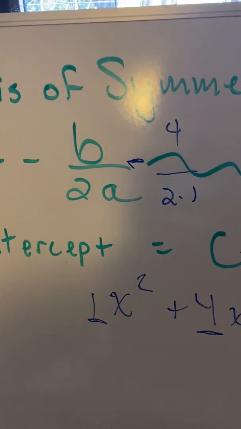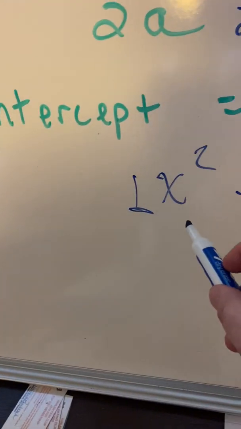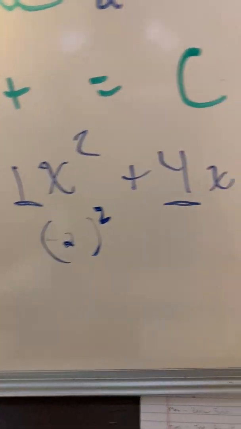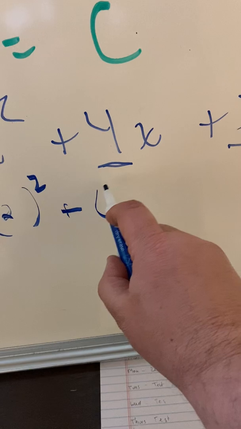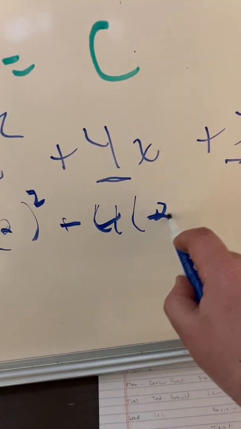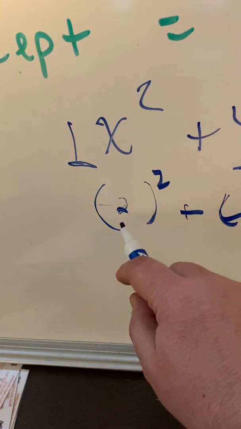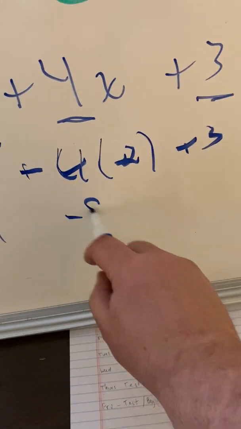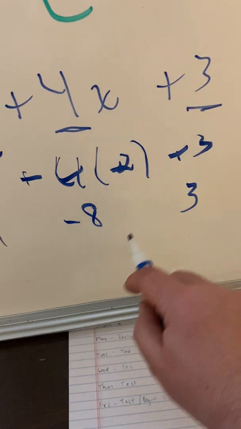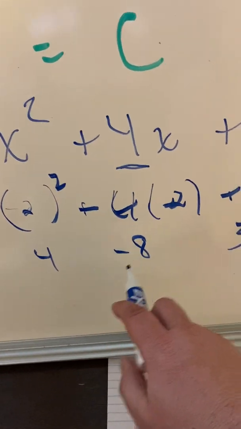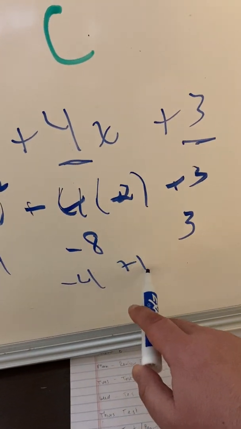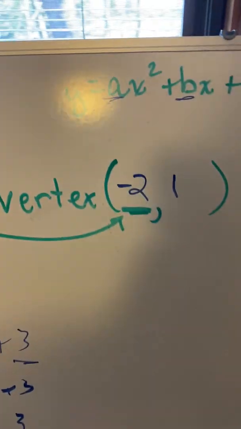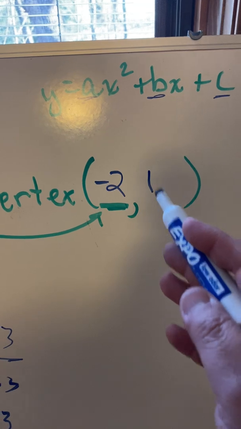Now I just take this negative 2 for the x and put it into my equation. So the negative 2 down here, 4 times negative 2, and the plus 3. Negative 2 squared is 4. 4 times negative 2 is negative 8, and a positive 3. 4 plus negative 8 is negative 4, plus 3 is a 1. So your vertex in this case is the ordered pair negative 2, 1.